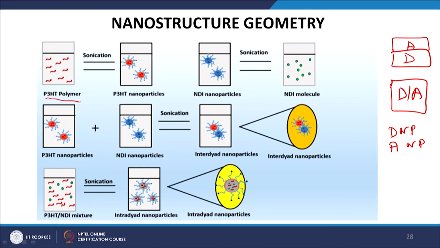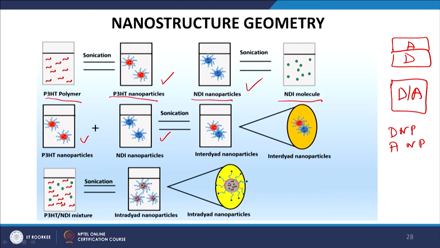We started here from the P3HT polymer and made a nanoparticle of the P3HT, and we started with another small molecule called NDI, naphthalene diimide. From there we made an NDI nanoparticle. So, this is your donor nanoparticle, this is your acceptor nanoparticle. Now, both the donor and acceptor nanoparticles are physically mixed with each other to make this kind of assembly.